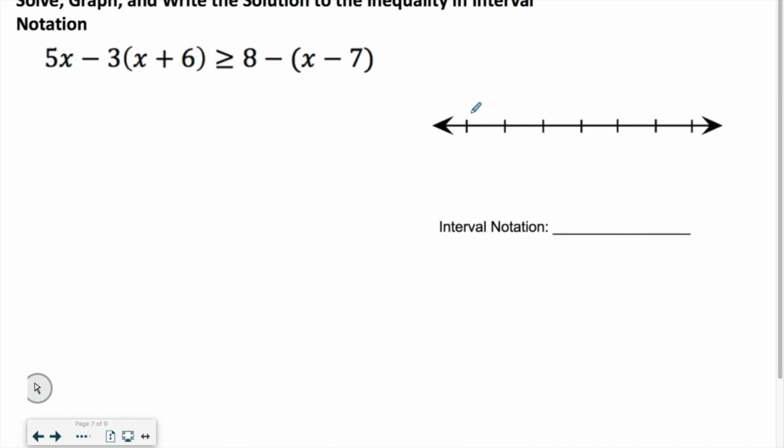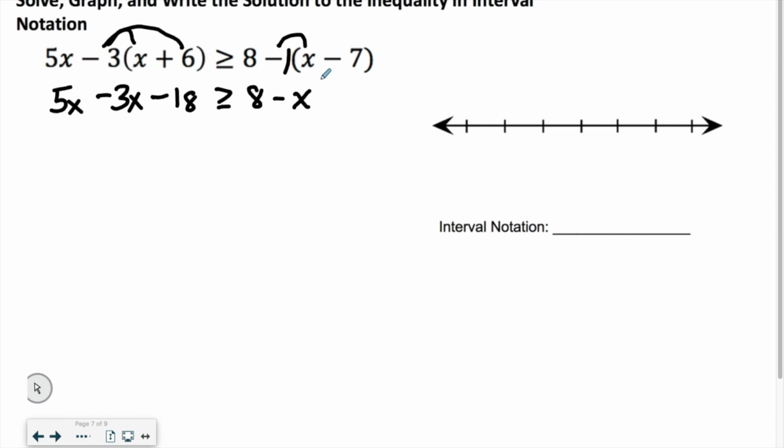Then for this one, solve and graph and write. So we're going to distribute our -3x into everything, or -3 into everything, giving you -3x. -3 times 6 is -18. Bring down your 5x, your greater than or equal to sign. 8 minus 1 times x minus 7, so that -1 has to distribute as well. So -1x, or just -x, is the same thing. And -1 times -7 is a +7.